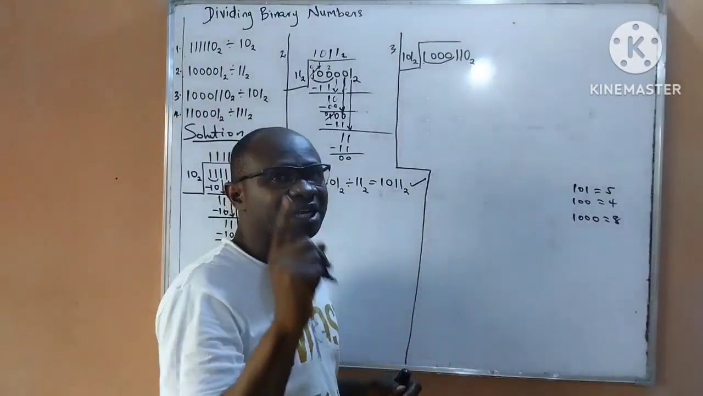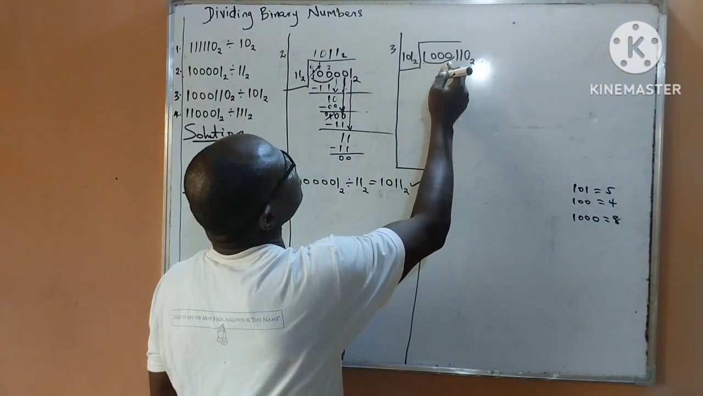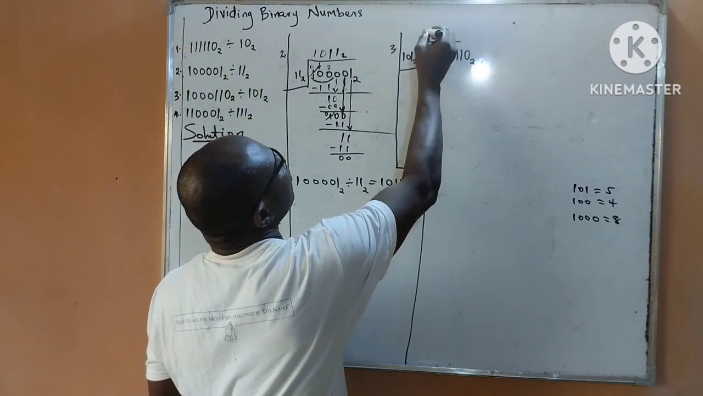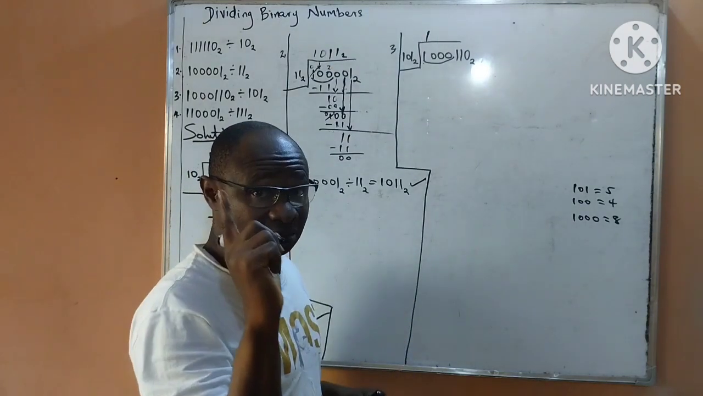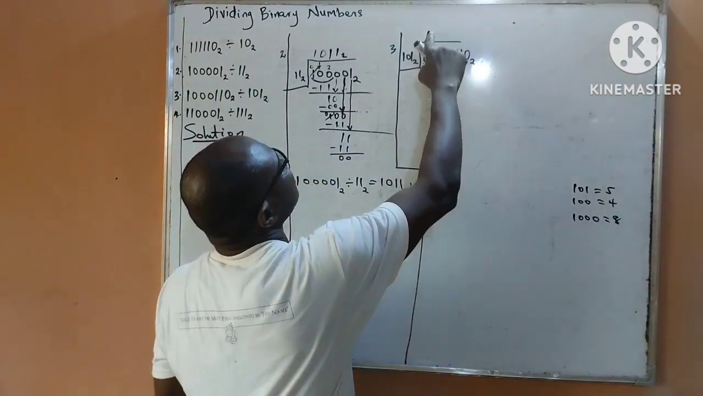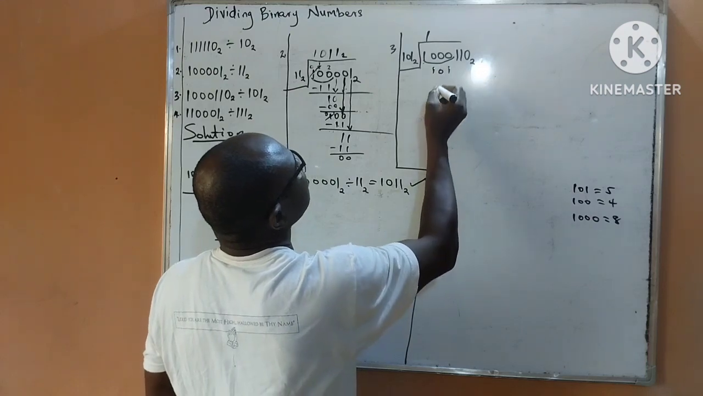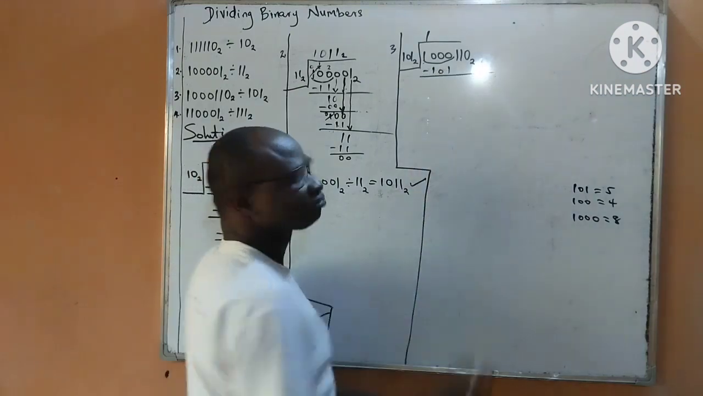And remember, we cannot get a digit more than 1. So dividing 1000 by 101, we go once. 1, because it is a binary number. That is the highest digit we can get. All right, 1 multiplied by 101 is going to give you 101. So I will subtract it.